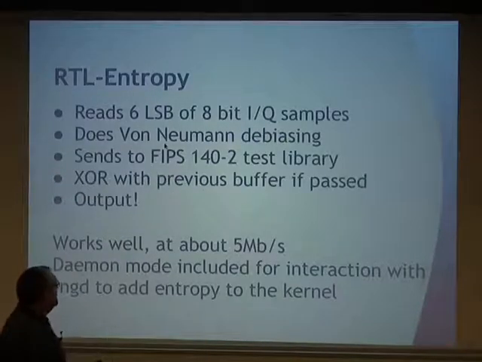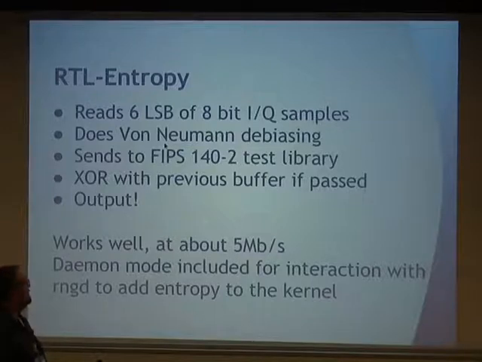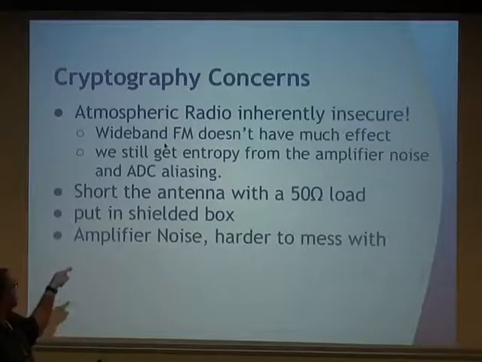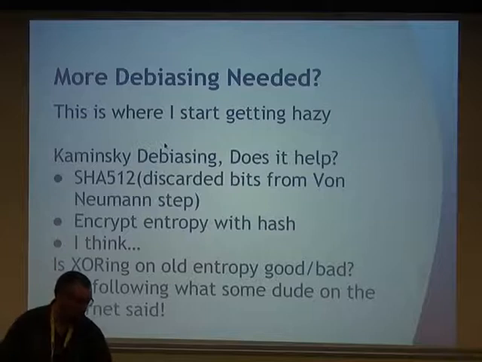So my software takes the 6 least significant bits that come out of the ADC here and spits them through some debiasing, and the FIPS 140 tests, which you may not want to trust anymore. Since I've written this, I've done some other bits. So it doesn't just XOR. In fact, it does the Kaminsky stuff as well. Yeah, there we go. So these slides are a bit old.